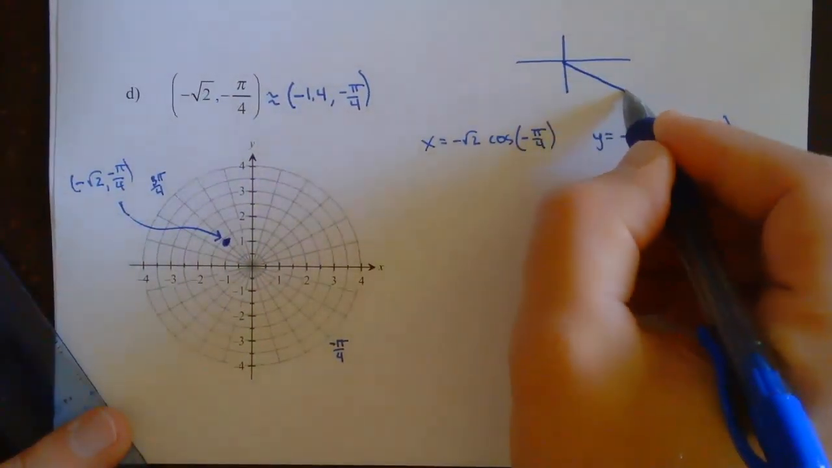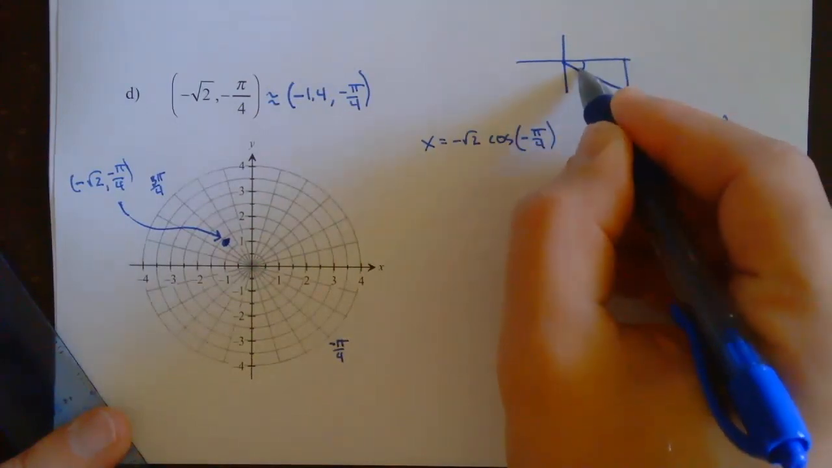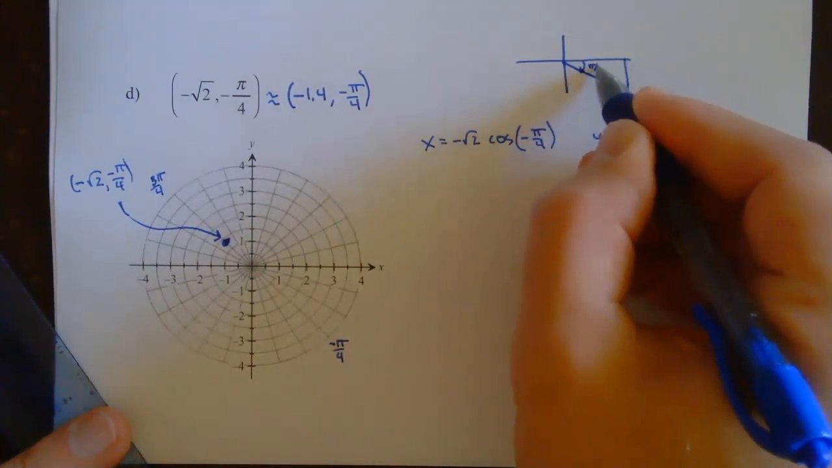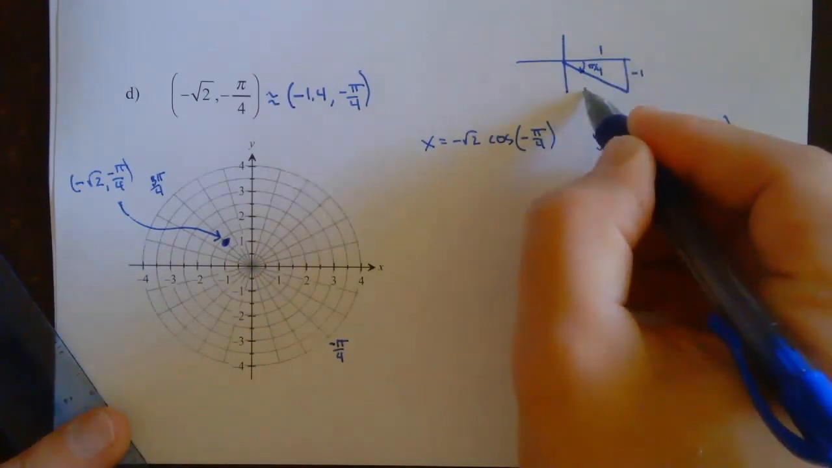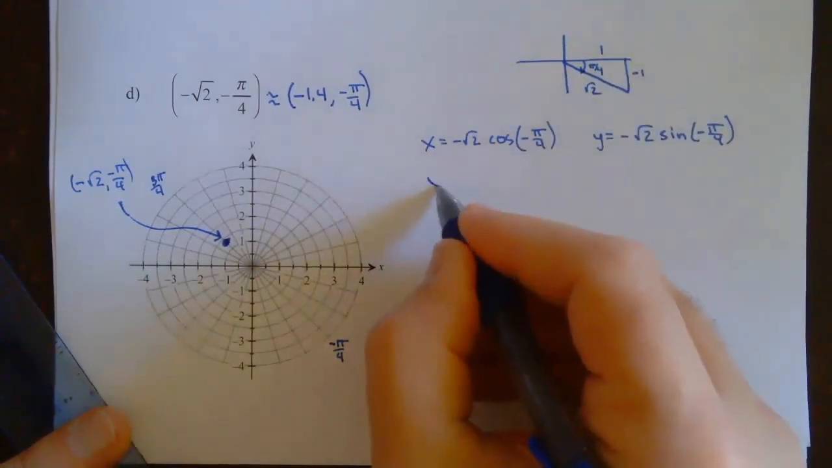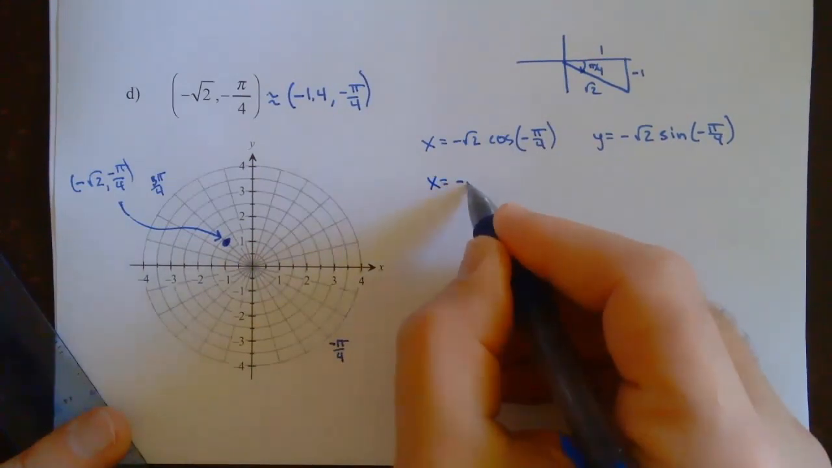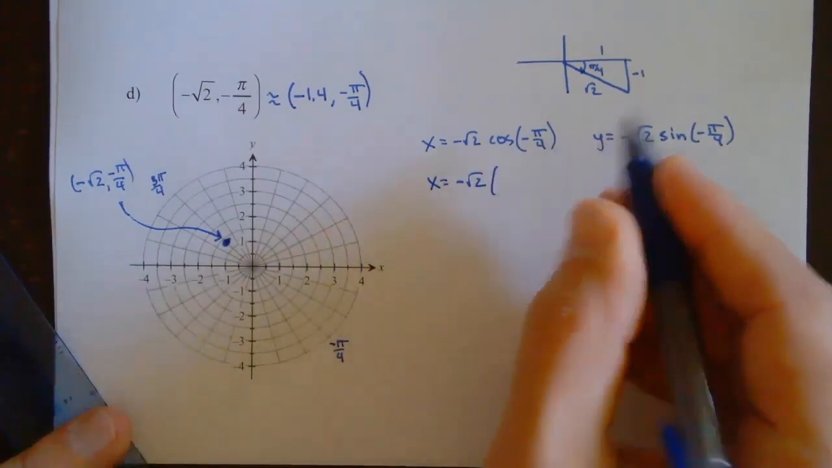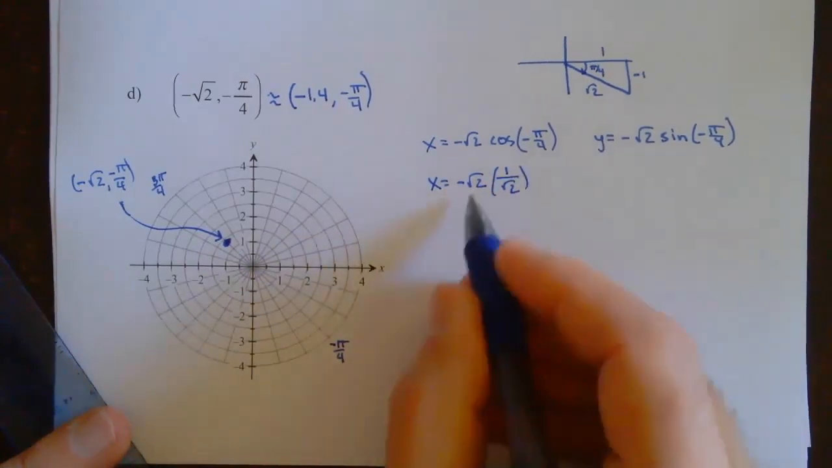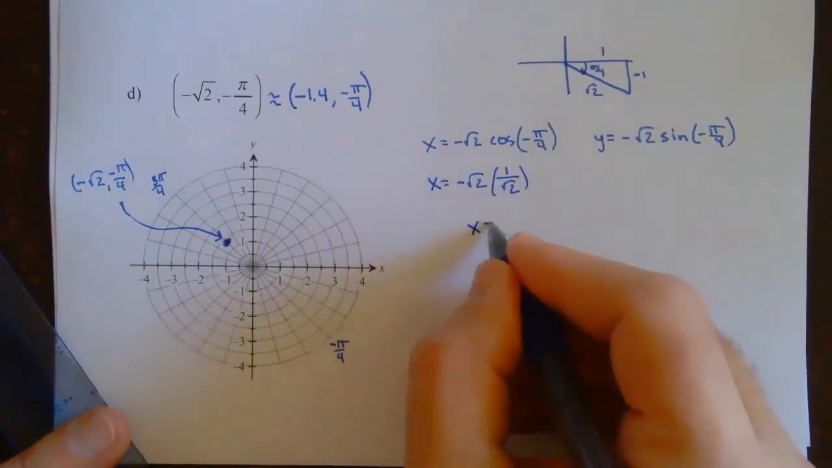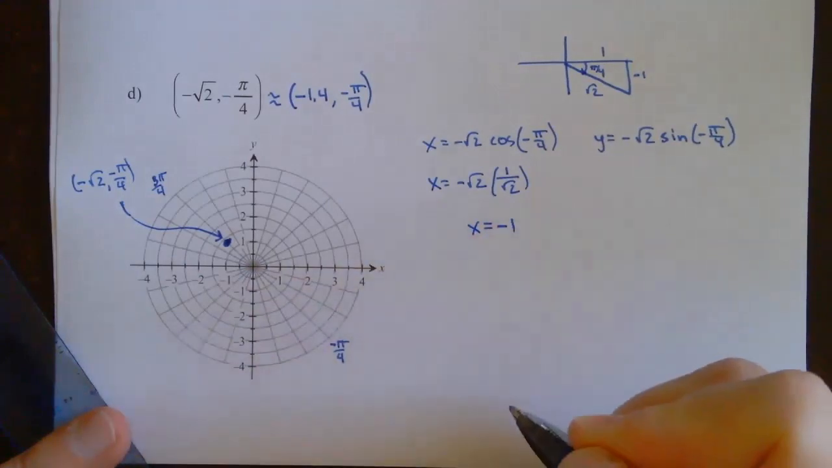Negative pi over 4 would put you in the fourth quadrant. My reference angle would be pi over 4. So my y would be negative 1, my x would be 1, and the hypotenuse would be square root of 2. So x is equal to negative square root of 2 cosine of negative pi over 4, which is positive 1 over the square root of 2. My square roots of 2 cancel, and I'm left with x equals negative 1.